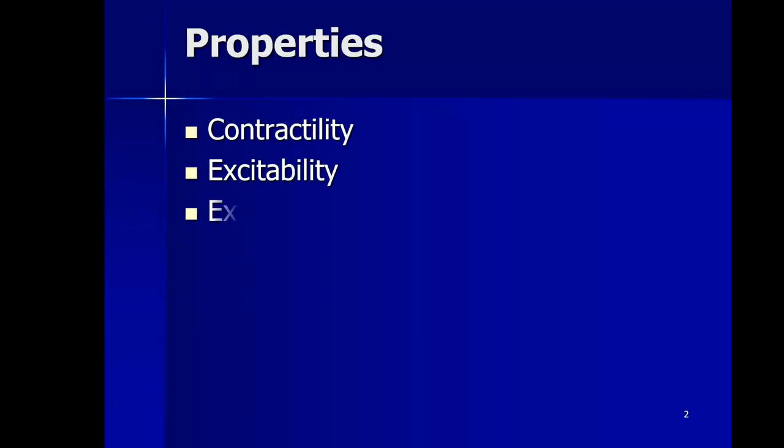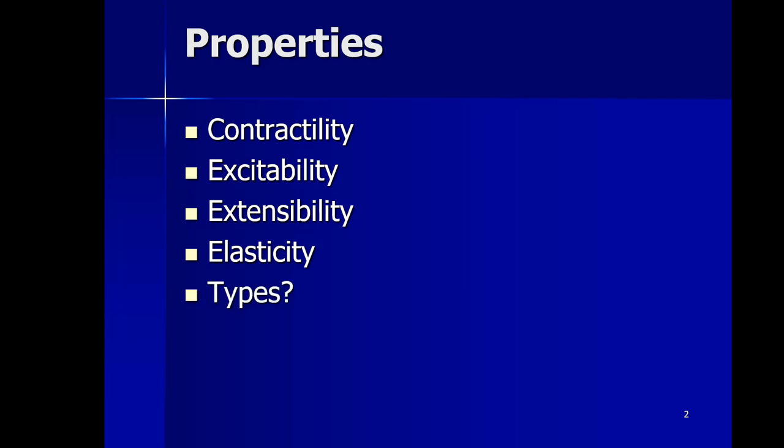So, properties of muscle: there's contractility. What I mean by contractility, yes, it's the ability to contract, but really it means the ability to generate force. Excitability refers to the fact that skeletal muscle can be stimulated, and other types of muscle too. It doesn't have to be skeletal. Extensibility refers to the fact that it can be stretched, and elasticity refers to the fact that if you stretch it out, it will recoil.